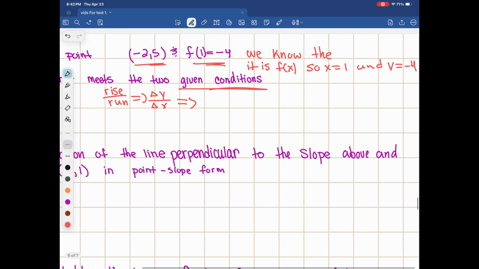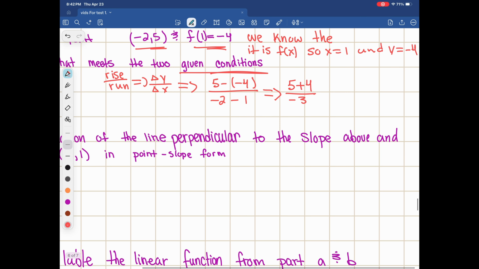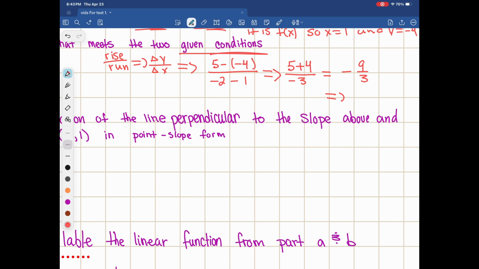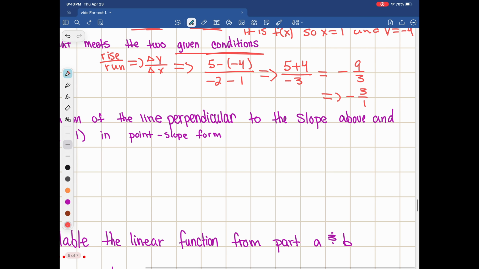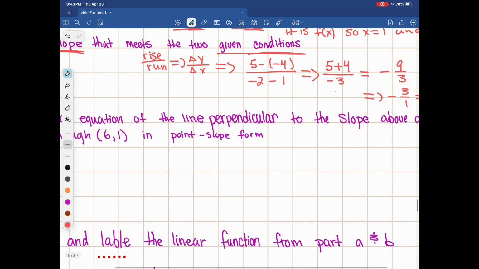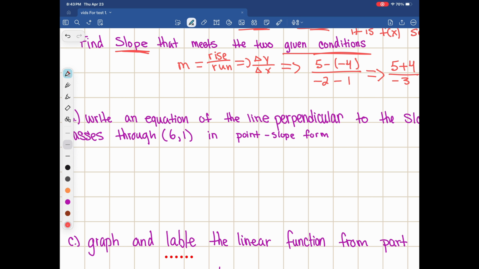Which looks like 5 minus negative 4. Make sure it's a negative 4, so make sure to plug it in like that. So it's actually going to be 5 plus 4 and negative 2 minus 1. So we end up with 5 plus 4 over negative 3, which will give us 9 over negative 3. Which, of course, we can simplify to just negative 3 over 1. And that is going to be our slope, which is also notated as m. So that's part 1 done.